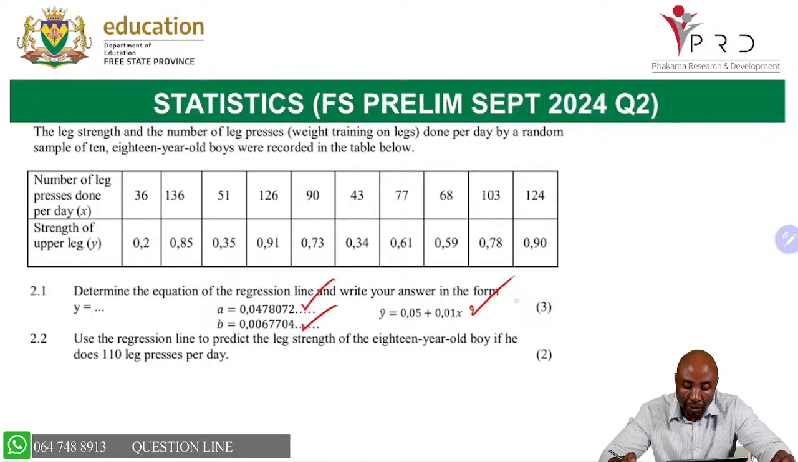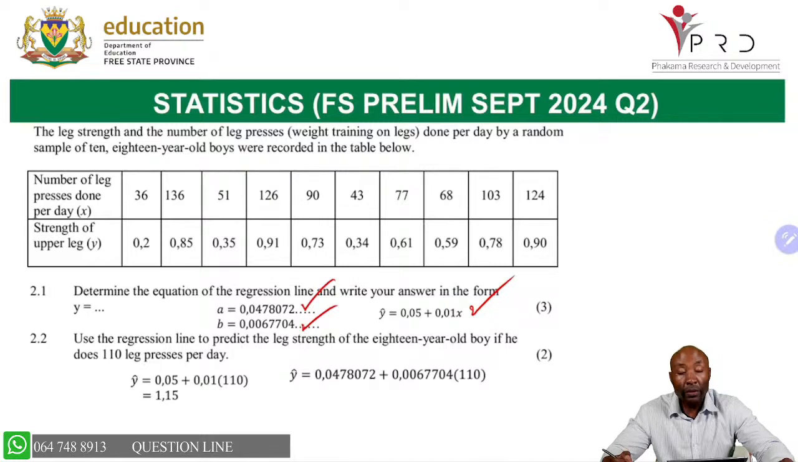We use the regression line to predict the length of the 18-year-old boy if he does 110 leg presses per day. So let's look at that one. He's 18-year-old and he does 110 leg presses. We have to find the Y value or the strength of the upper leg. So how do we do that? We substitute into the equation and we get 1,15 as the strength, or when we use the values without rounding them off, we should get this one as 0,79.